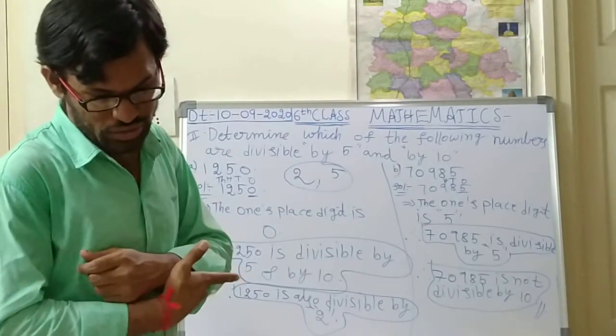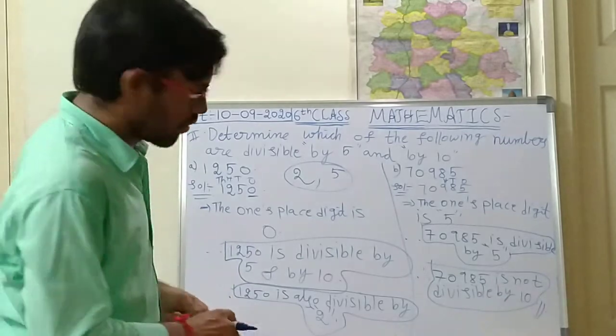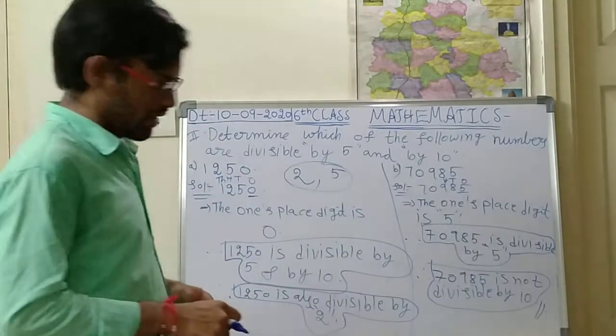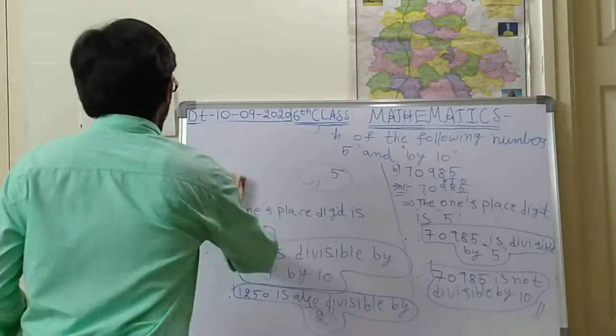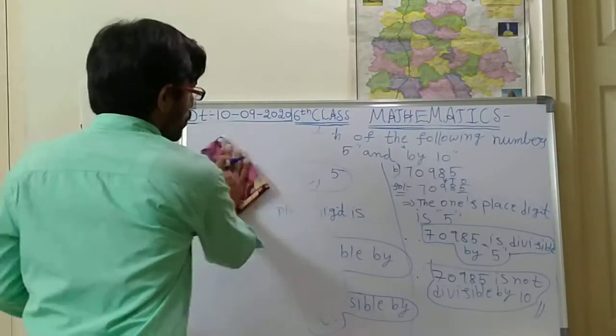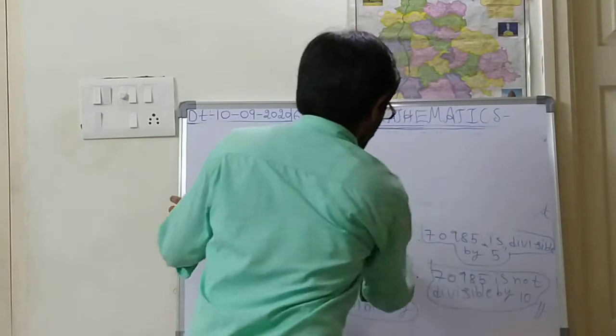Okay, next we shall see the third bit, children. Here the third bit is somewhat of a table type. So you identify, children.